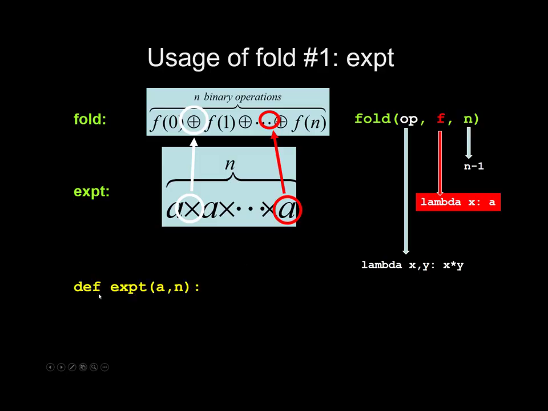So when you look at it in the Python code, it looks like define exponent a raised to the power of n, it returns fold for the operator lambda x y, x star y, and then the function f is lambda x is a, and the n is n minus 1.